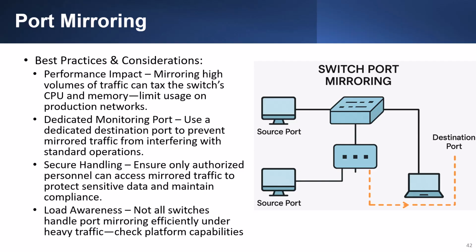Best practices considerations include performance impact, where mirroring high volumes of traffic can tax the switch's CPU and memory, which means that you should limit usage on production networks. Dedicated monitoring port, where you use a dedicated destination port to prevent mirrored traffic from interfering with standard operations. Secure handling, which ensures only authorized personnel can access mirrored traffic to protect sensitive data and maintain compliance. And load awareness, where not all switches handle port mirroring efficiently under heavy traffic, so you would need to check platform capabilities.